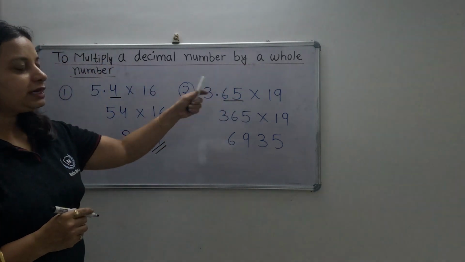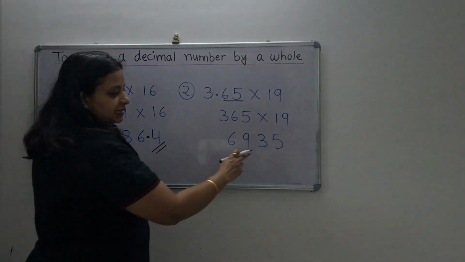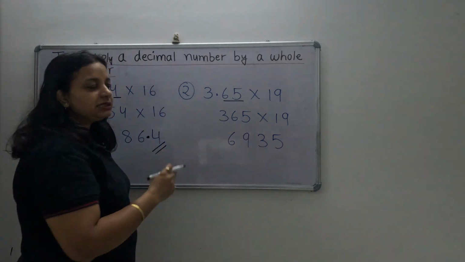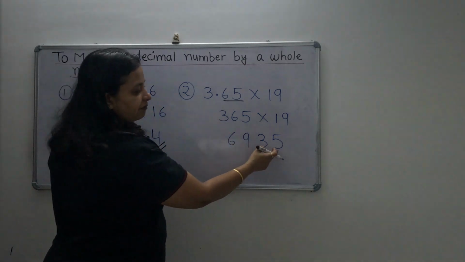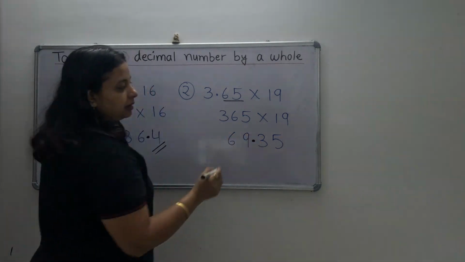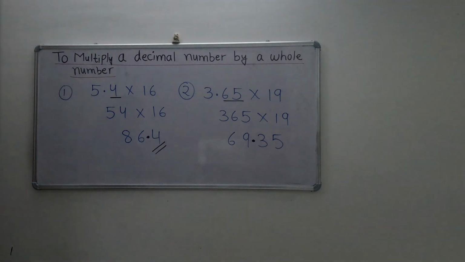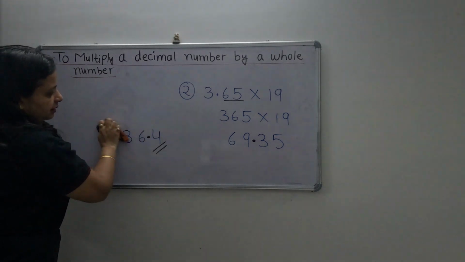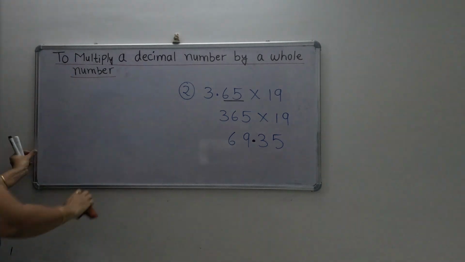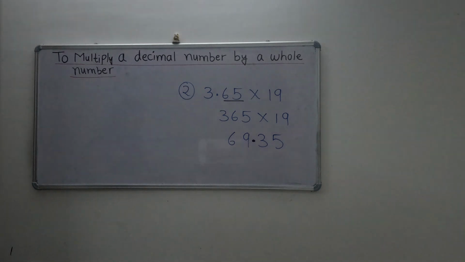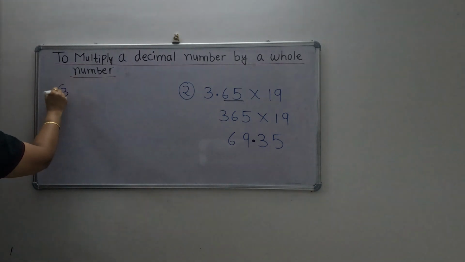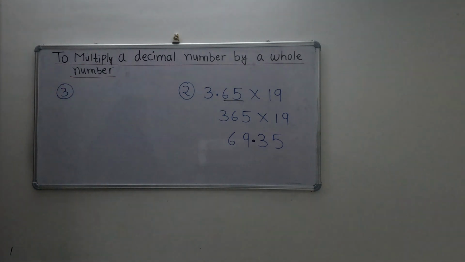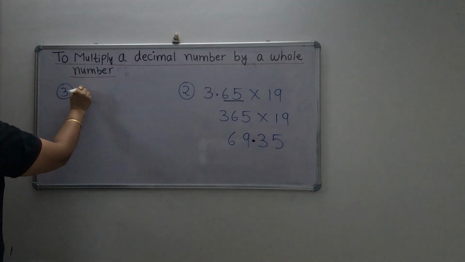Now you will check how many decimal places are in our decimal number. So we have two decimal places. So in the answer, from the extreme right, after two digits you will put the point. Okay, this is the second example. Now see the third example. So simple process. First of all you have to ignore the decimal point and then multiply normally.